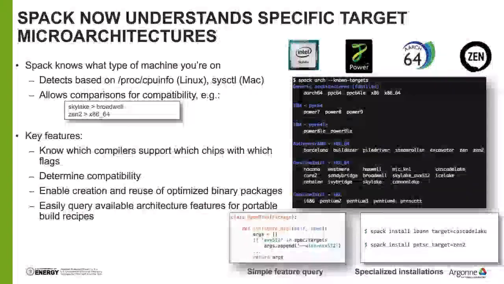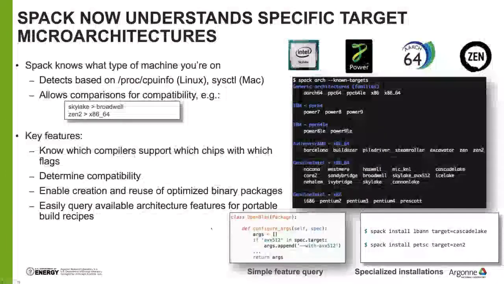Spack understands these microarchitectures, and it can actually allow you to do some comparisons of them. You can query Spack about what instruction sets are supported on architectures, et cetera. Then you can actually use these. Based on what Spack is able to ascertain about a processor, you can have your package ask if a particular instruction set is supported on the target architecture from within your package. So that can be really handy.